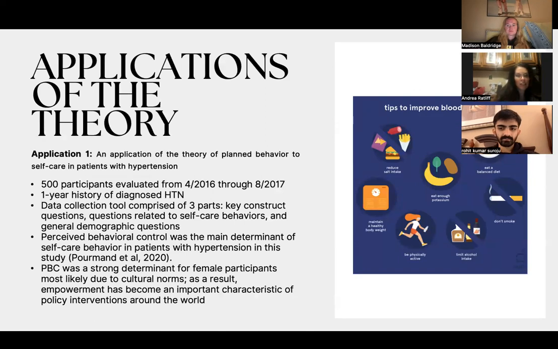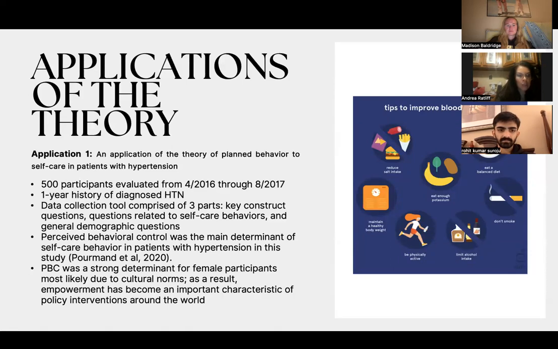Applications of the theory include a couple of different ones that I found very intriguing. One of the applications of the theory of planned behavior that I found included a study that focused on hypertension, which evaluated 500 participants from April of 2016 through August of 2017. The participants' eligibility criterion was based on a 1-year history of diagnosed hypertension.